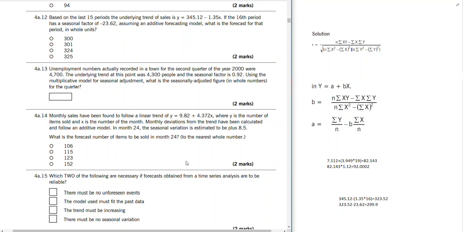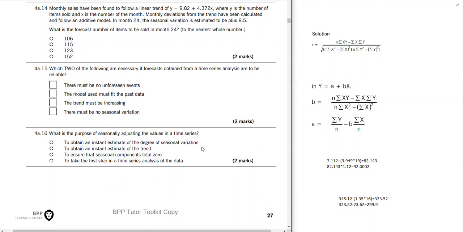Monthly sales have been found to follow a linear trend of 9, where y is the number of items sold, x is the number of months. Monthly deviation from 10 have been calculated. An additive model, and month 24 seasonal estimated to be plus 0.24. So it's also straightforward, so do it.